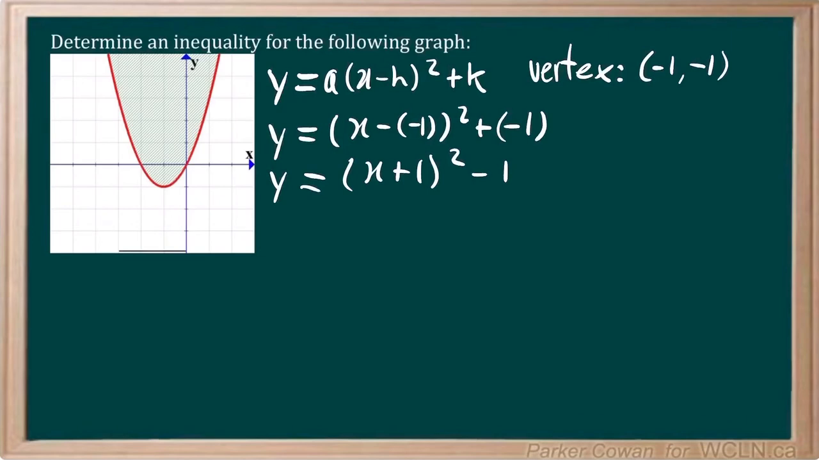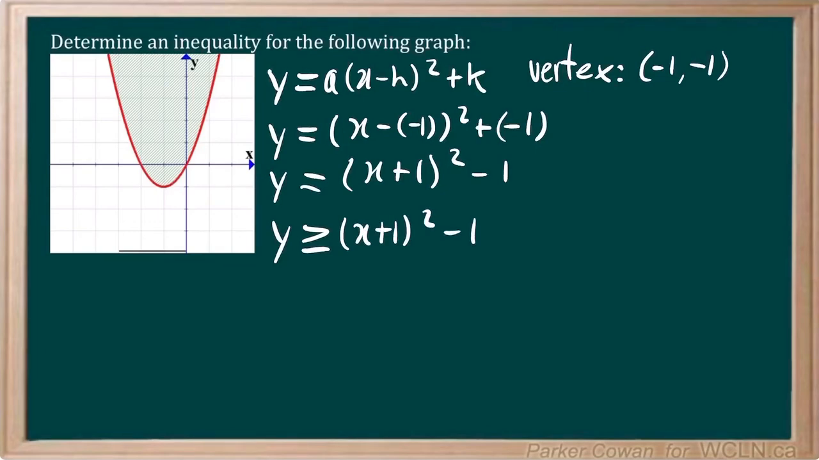What we can do is look at the shaded region here and see that it is above the parabola. So we can essentially say that we're looking for the shaded region that is above the parabola, or greater than the parabola. So quite simply, we just say y is greater than, let me redraw that, y is greater than (x plus 1) squared minus 1. And there you have it.